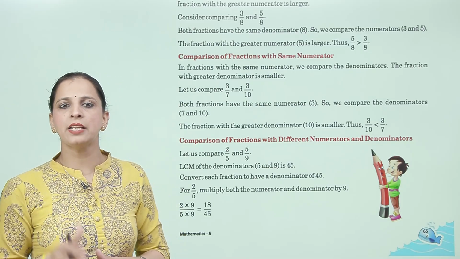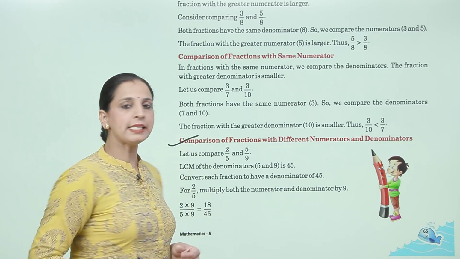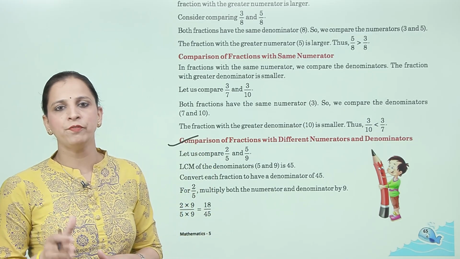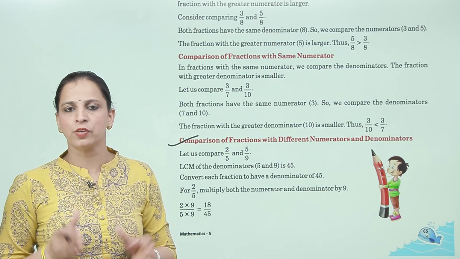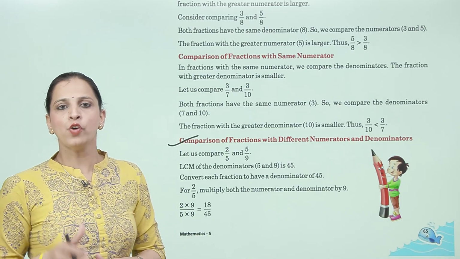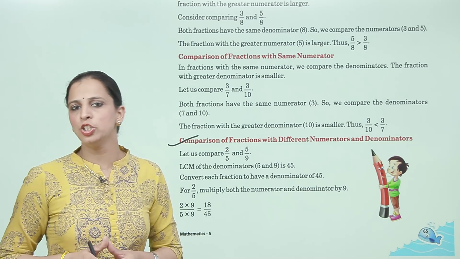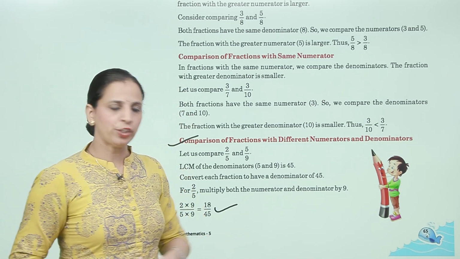Now next is comparison of fractions with different numerators and denominators. Let us compare 2/5 and 5/9. LCM of the denominators 5 and 9 is 45. Convert each fraction to have a denominator of 45. For 2/5, multiply both the numerator and denominator by 9. We get 18/45.